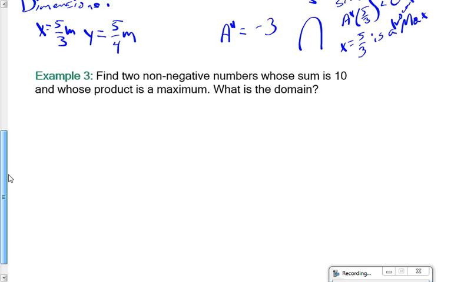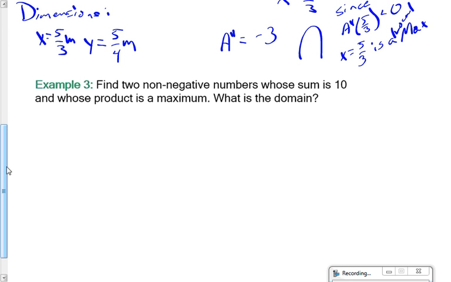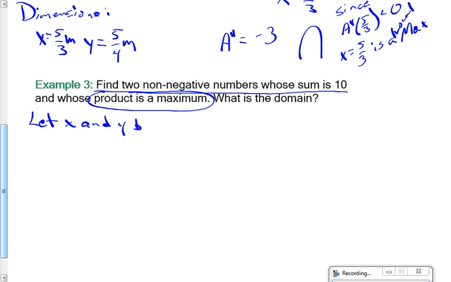Okay, we got one more to do quickly. I'll leave the bottom of that up so you can see it at the end. All right, last one. Find two non-negative numbers whose sum is 10, whose product is a maximum. We're trying to maximize a product. Okay, two non-negative numbers. Let's let x and y be two non-negative numbers. The product, we'll call it P. The product is x times y. That's what I want to maximize.